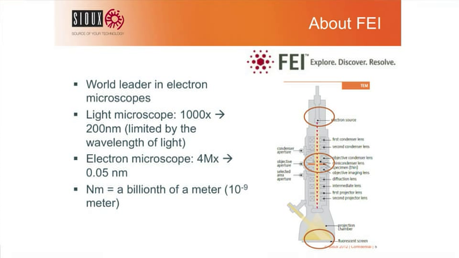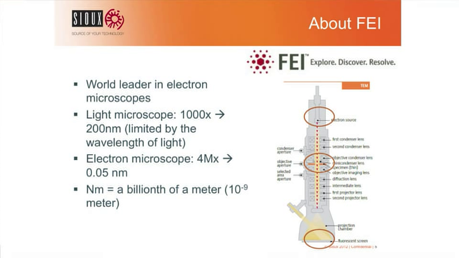This is simply limited by the wavelengths of light. You cannot magnify any further with simple light. It's just not possible. With electron microscopes, on the other hand, you can go up to 1 million magnification times. In practice right now, up to 4 million times, resulting in a resolution of 0.05 nanometers.